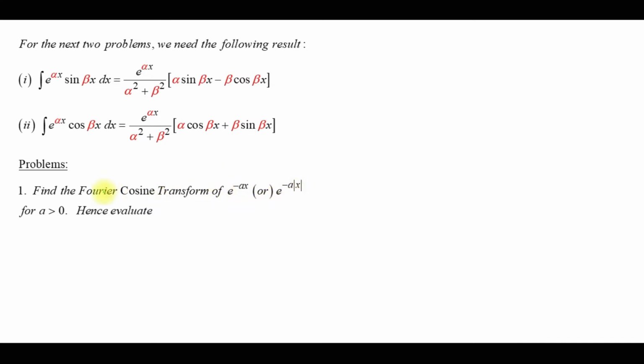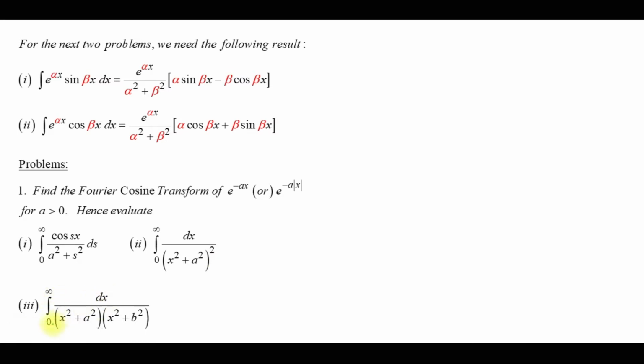Hence evaluate: integral from 0 to infinity of cos sx divided by (a² + x²) ds, integral from 0 to infinity of dx divided by (x² + a²)², and integral from 0 to infinity of dx divided by (x² + a²)(x² + b²). For the deduction, we generally apply either the inversion formula or Parseval's identity. If the deduction is similar to the Fourier transform of f(x), we apply the inversion formula. If the deduction is similar to the Fourier transform of f(x) whole squared, we apply Parseval's identity.